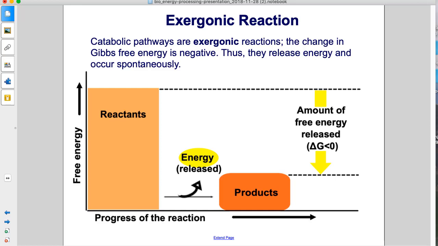Exergonic reaction. Catabolic pathways are exergonic reactions. The change in Gibbs free energy is negative. Thus, they release energy and occur spontaneously.